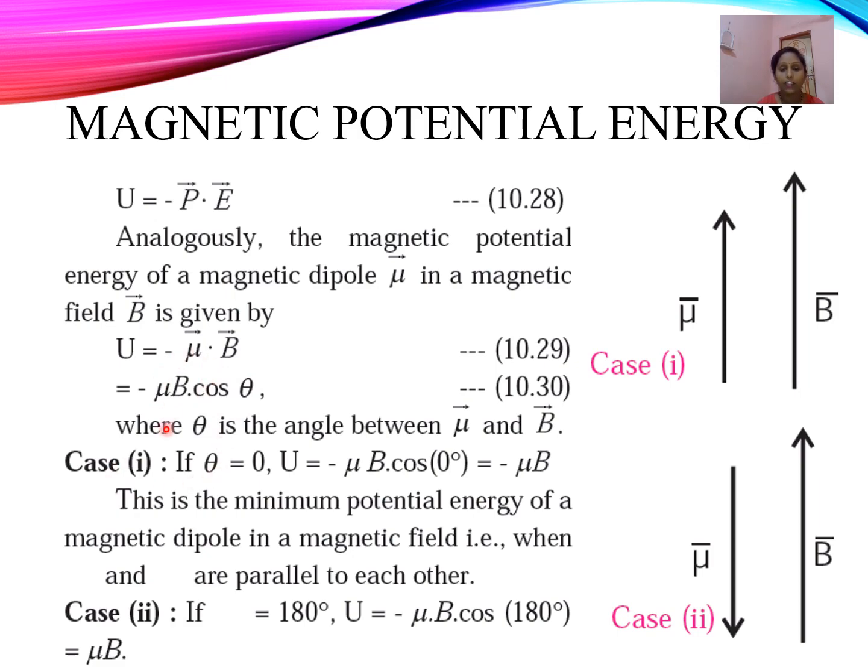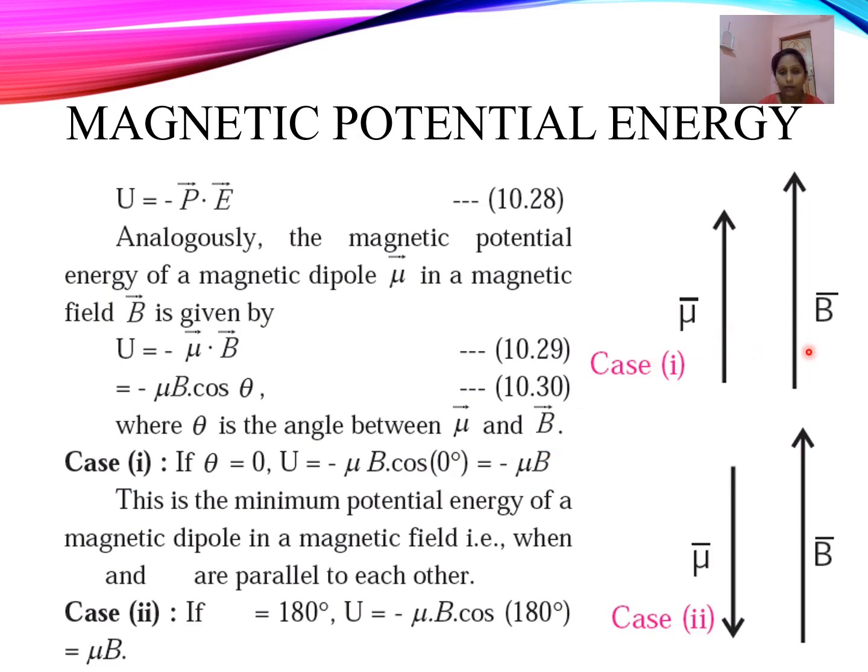Case 1: if theta is 0, then the equation becomes U is equal to minus mu B cos 0 degree. Cos 0 degree, the value is 1. So the answer becomes U is equal to minus mu B. It is the minimum potential energy of a magnetic dipole in a magnetic field when they are parallel to each other.